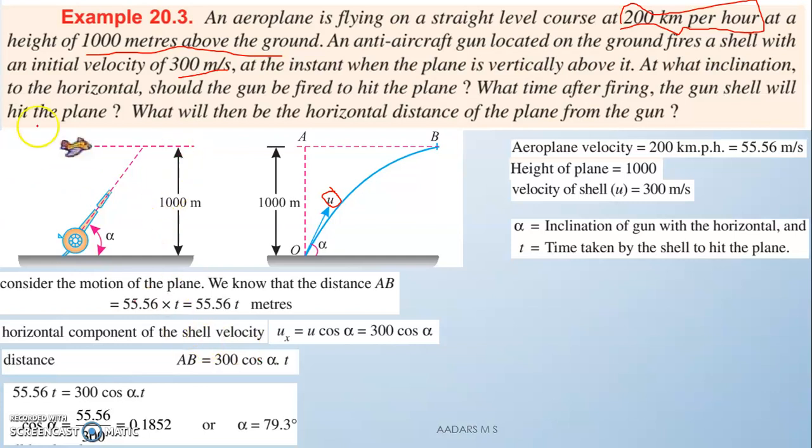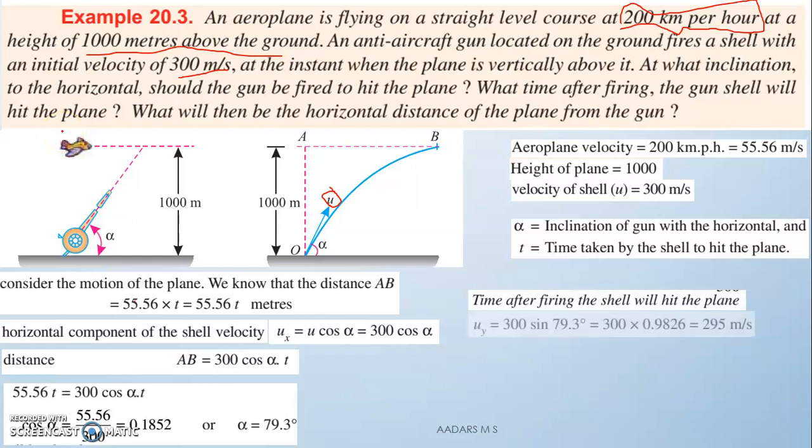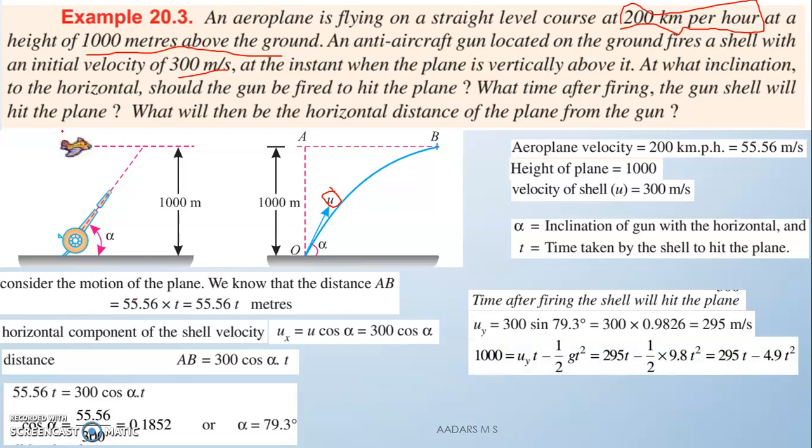The second thing we have to calculate is how much time after the firing the gun will hit the plane. We have to calculate the time for hitting the plane. The vertical component is 300 sin theta. We got the angle as 79.3, so our vertical component is 295 meter per second. And we have to travel a distance of 1000 meter, because the plane is at a height of 1000 meter.